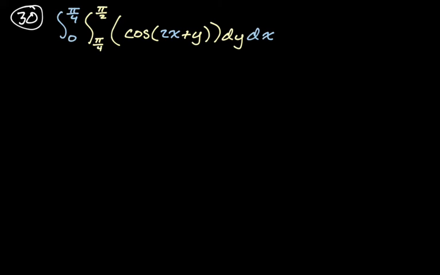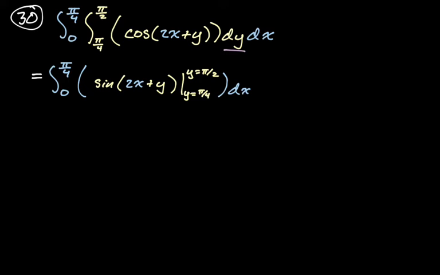0 to pi over 4, pi over 4 to pi over 2, cosine of 2x plus y, dy dx. So first with respect to y, then with respect to x. So let's do it. We still have 0 to pi over 4. The integral with respect to y is going to be sine of 2x plus y, with y going from pi over 4 to pi over 2, and we still have a dx.